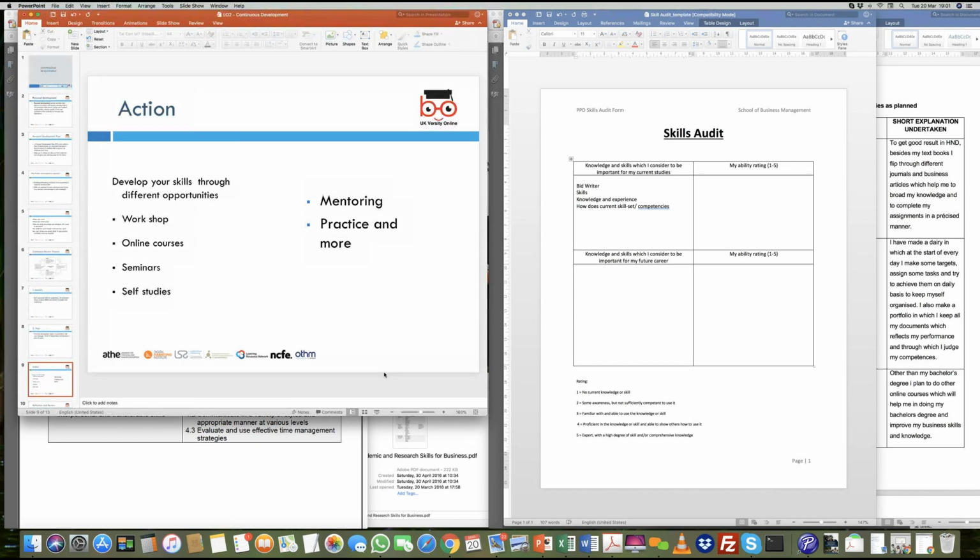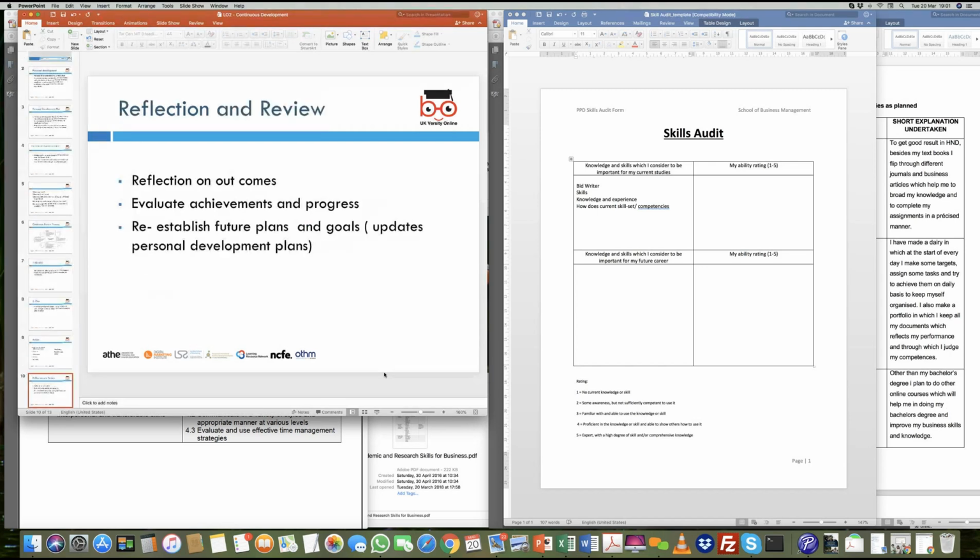Action is all about how you go about it, what kind of activities you undertake, or resources you buy or look at to be able to work through that process. So you're looking at workshops, online courses, seminars, training and development, self-study, coaching and mentoring, and these are some of the areas through which you look at putting it into action.